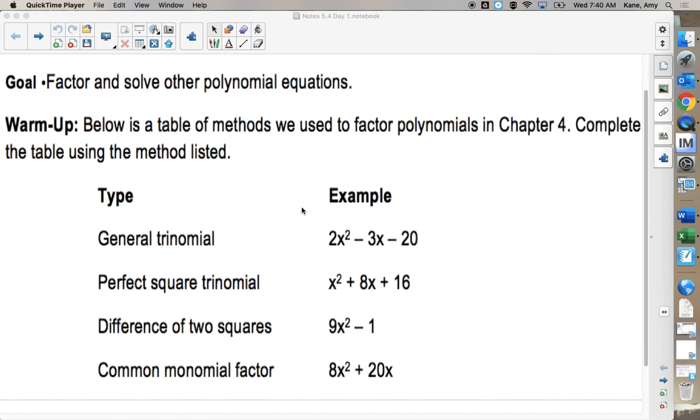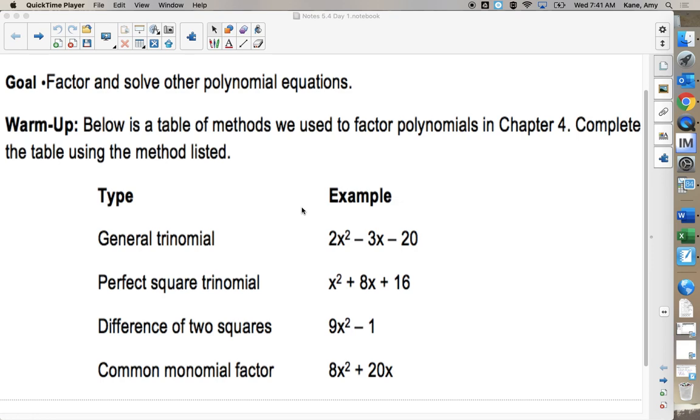These should look familiar. We have 4 different types of factoring in this little chart, using the different methods of factoring quadratics. We have a general trinomial, which means it doesn't have a special pattern. You just have to use the traditional method of taking a times c and multiplying them together. We have the perfect square trinomial: 3 terms, the first and the last are perfect squares. And then the difference of 2 squares. So those 2 would be our special patterns.